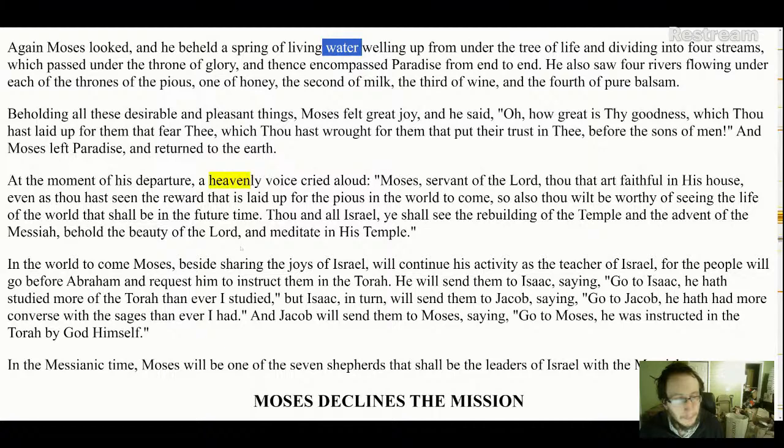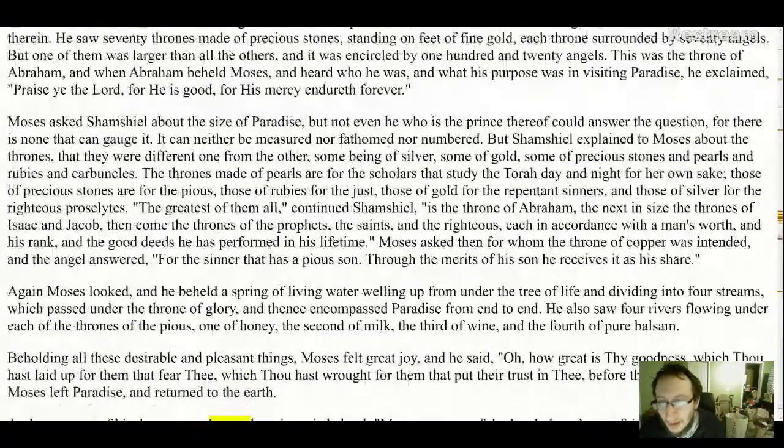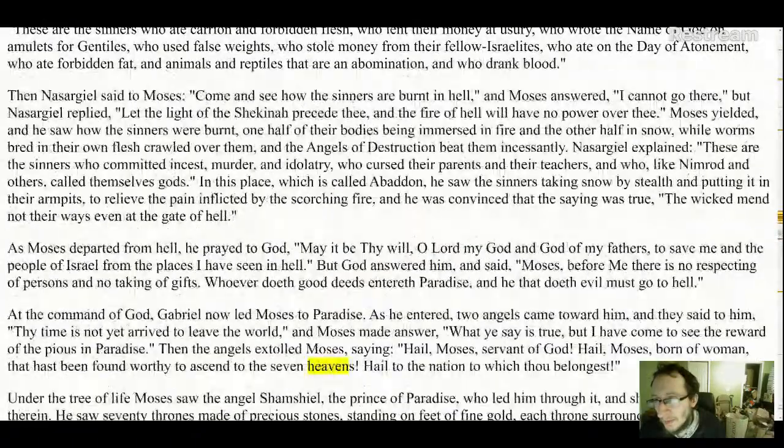And it says, Moses, you are faithful in his house, even as you have seen the reward that is laid up for the pious in the world to come. So also will you be worthy of seeing the life of the world that shall be in the future time. You and all Israel, you shall see the rebuilding of the temple and the advent of the Messiah. Behold the beauty of the Lord and meditate in his temple. So I believe all of this was in the Testament of Moses.